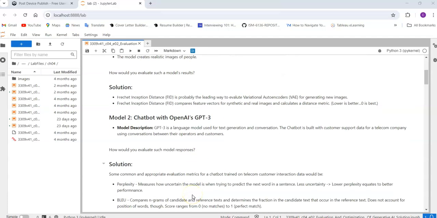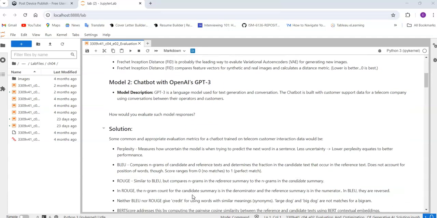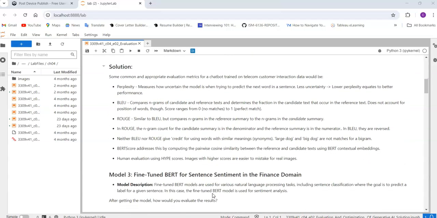Next, the second question that we have posed is the chatbot with OpenAI GPT-3. Firstly, we have built a chatbot for telecom company conversations, and we have to support the customers. This is our main motive. For this, what are the scores that we can use? There are multiple scores.